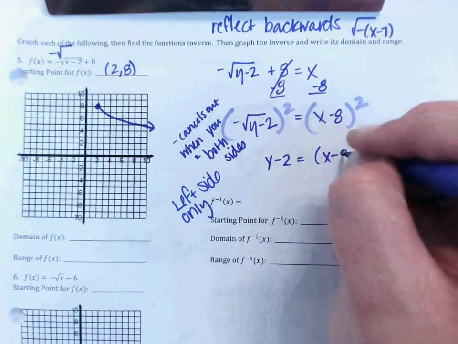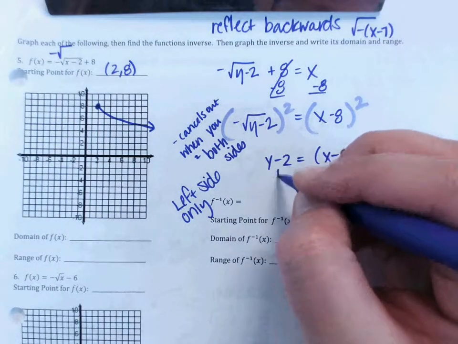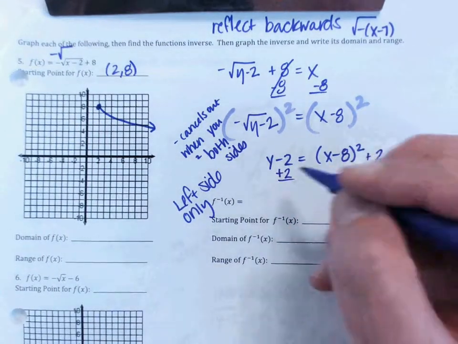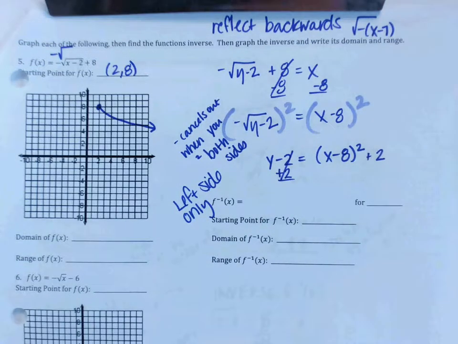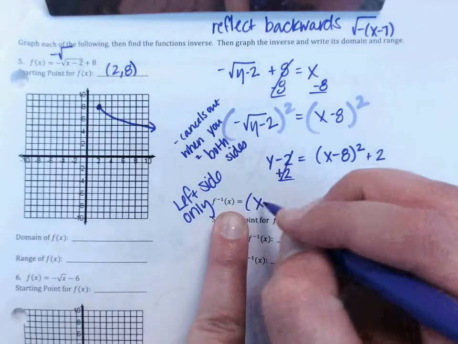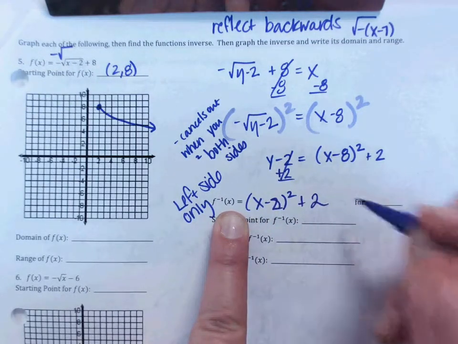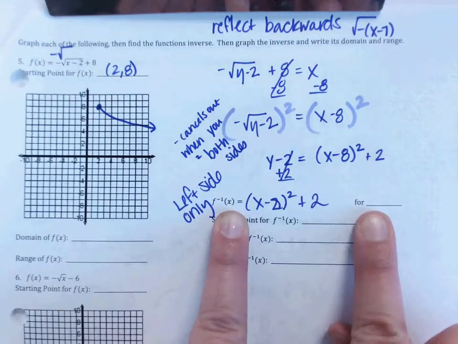Then from there, x minus 8 squared. What do I do with the minus 2? Add it and add it. So I have f inverse equals x minus 8 squared plus 2, and then I'm going to have to pick a side right here.